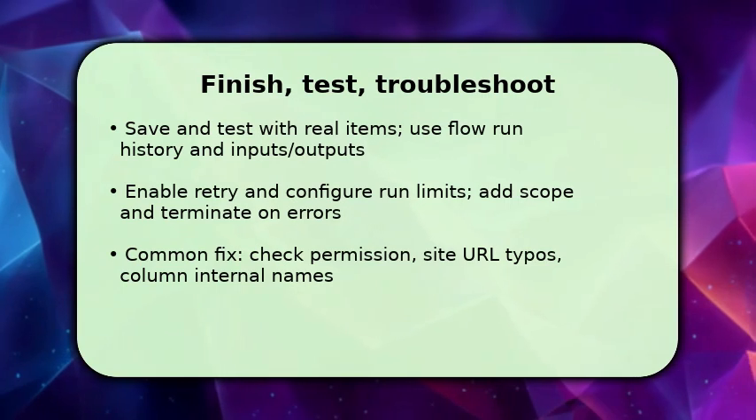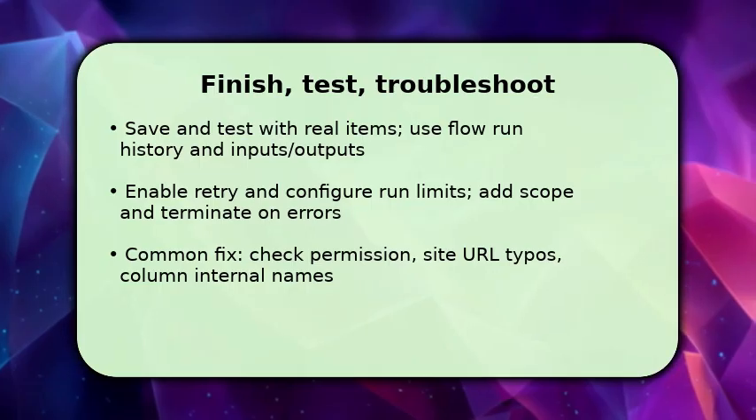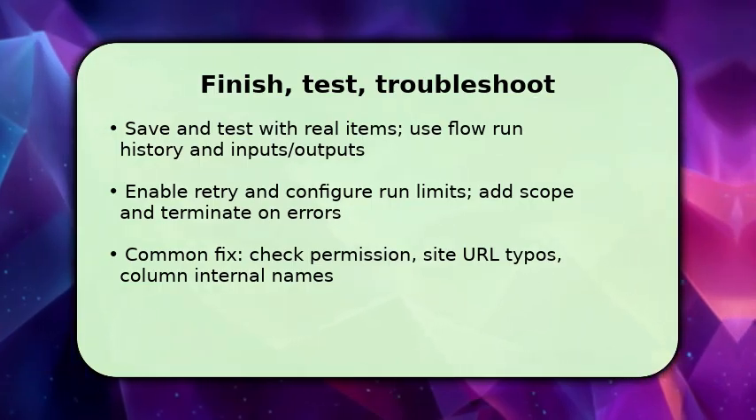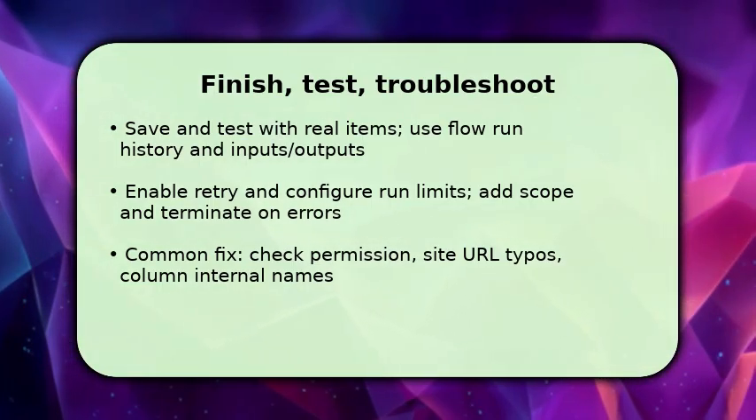You're at the finish line. Save the flow and run tests using actual list items to validate behavior. Inspect the run history, expand trigger and action details, and examine inputs and outputs to confirm field mappings.